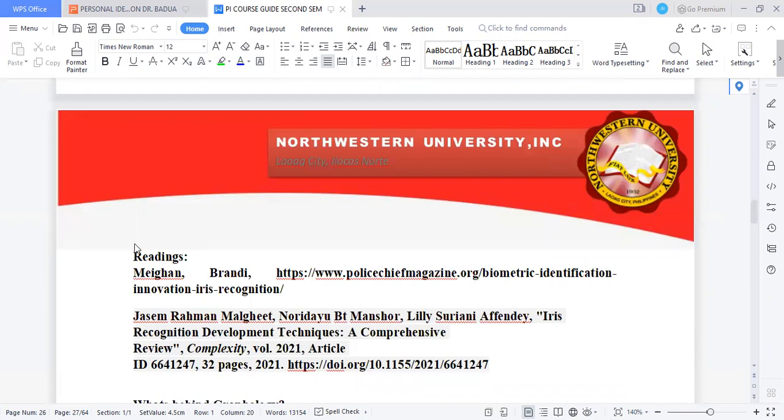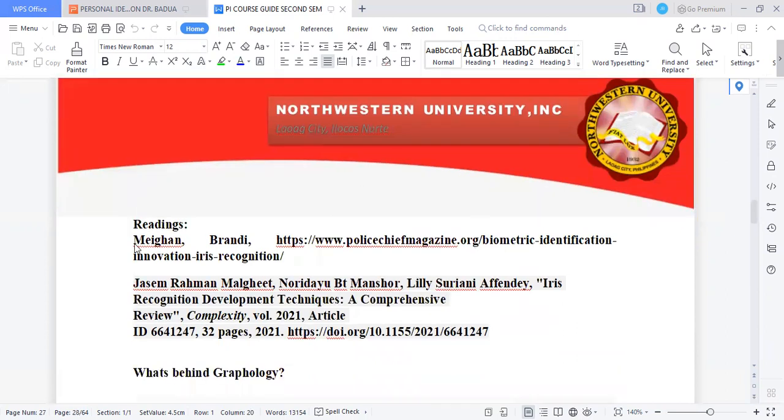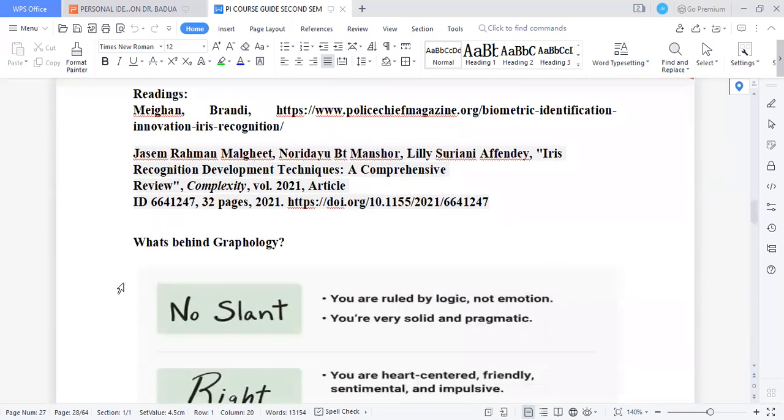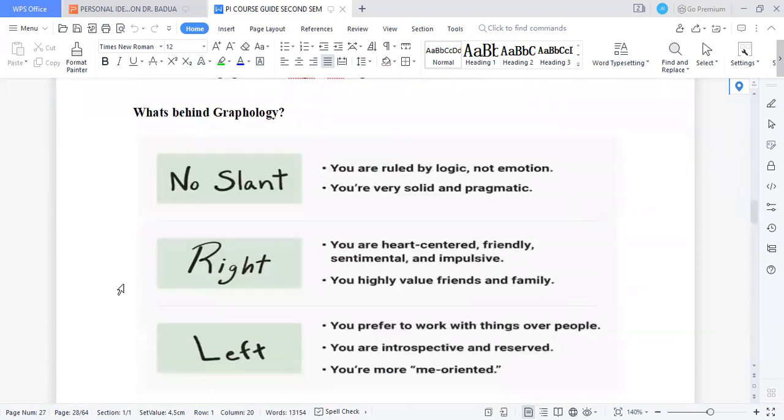Okay, so for readings, we also have here the site, and the author is Megan Brandy. And if you want to know more about this, you can also read Iris Recognition Development Techniques, and these are the authors indicated. So after iris recognition, we also have what we call graphology.